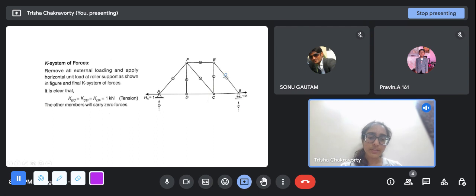So you will solve at each joint. Like at joint A, you will find that KAD is 1, because of conserving forces in the horizontal direction. Then at joint D, you will have two forces, KDA and KDC. Since KDA is 1 kilonewton, KDC will also be 1 kilonewton, and similarly KCB will also be 1 kilonewton, all in tension. So we have 9 members, and for the K system of forces, when there is only one unit load applied at the roller point, six of them are under zero loading, and three have some component.